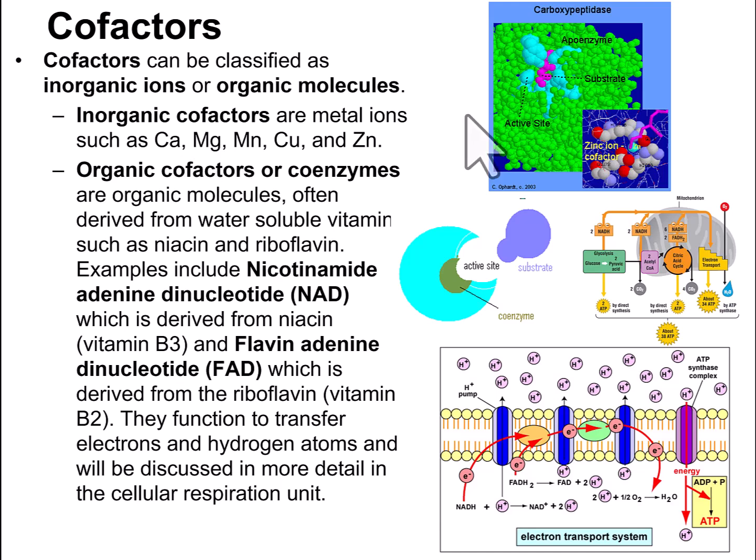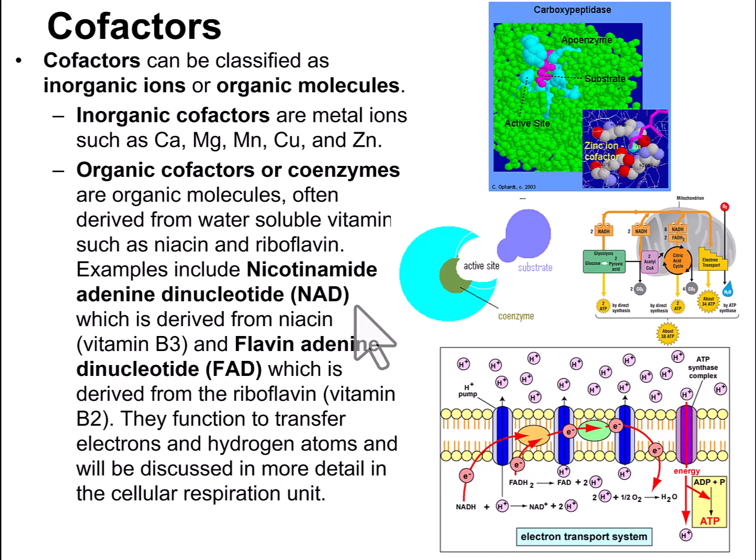The other primary category of cofactors are organic cofactors, also called coenzymes. These are organic molecules that are often derived from water-soluble vitamins, such as niacin and riboflavin. Examples of these are nicotinamide adenine dinucleotide, NAD is the acronym for this, which is derived from niacin or vitamin B3. You also have flavin adenine dinucleotide, or FAD, which is derived from riboflavin or vitamin B2.